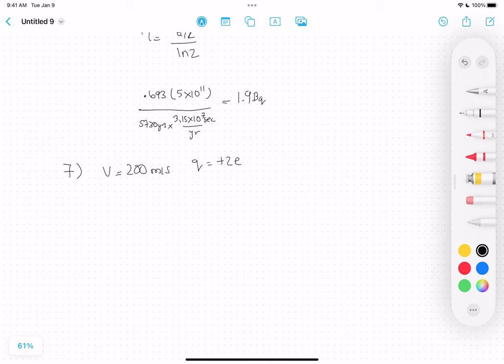But yeah, so we have the charge is 2e, and the speed is 200 meters per second. Use the right hand rule. So for the right hand rule, we have thumb pointing in the direction of the particle. So it kind of goes like this. That's our thumb. And then you have your index finger pointing in the direction of the magnetic field. So it's upwards, right? And then what should that mean for our force?